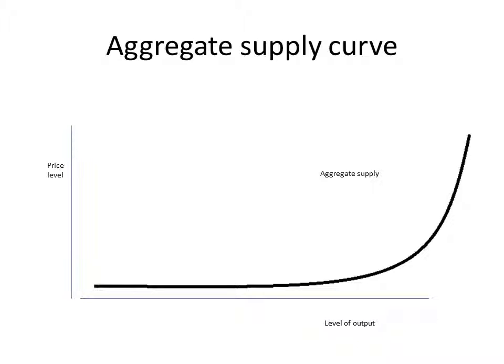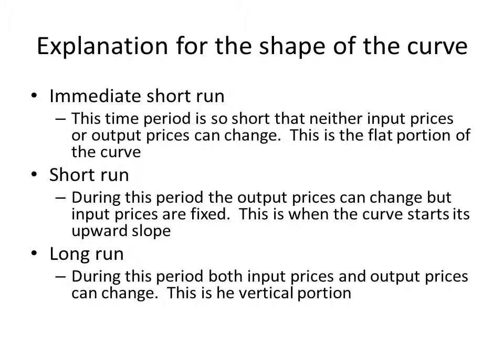On the vertical axis, we have the price level, and on the horizontal axis, we have level of output, which remember is actually real GDP, and that gives us our aggregate supply curve. Now, your book gives you an explanation of the shape of that curve, which I will give you, but I will also give you my explanation, which I think makes a little bit more sense. All they really do is define the portions of the curve.